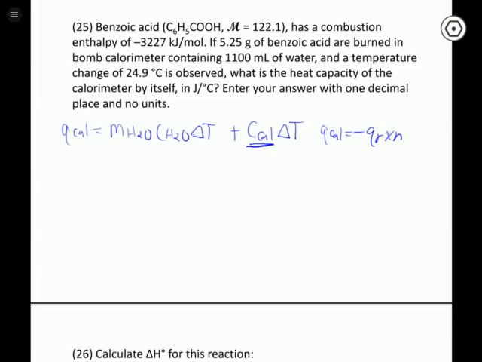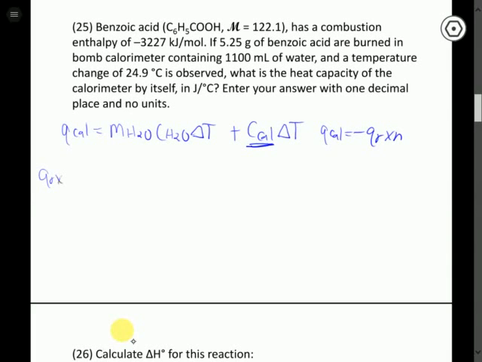So in this problem, we're given enough information to find the heat of our reaction because we know the enthalpy of combustion for this substance and we know how much of the substance we're using. But remember that enthalpy of combustion, minus 3,227, refers to burning 1 mole of substance, but in this calorimetry problem, we're only burning 5.25 grams, which is much less than a mole. So how much heat is actually involved, we have to figure that out.